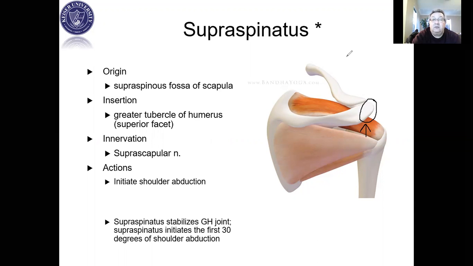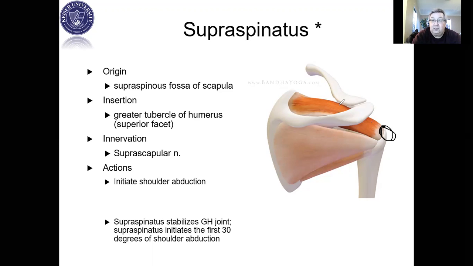The insertion of supraspinatus is the greater tubercle of the humerus. So if this is the greater tubercle of the humerus, the supraspinatus, the infraspinatus, and the teres minor all attach to that area. And they attach basically in a row. Supraspinatus on the top, infraspinatus in the middle, teres minor more posterior. But they sit next to each other on the greater tubercle of the humerus.